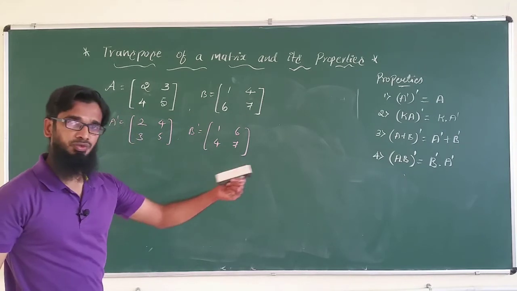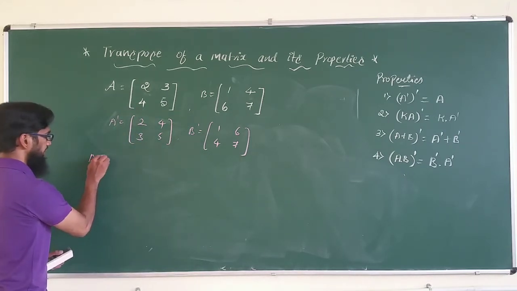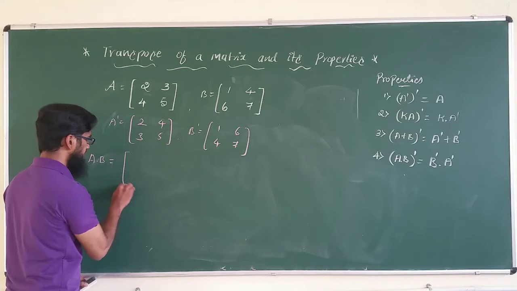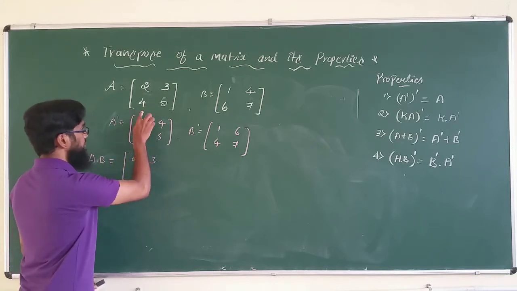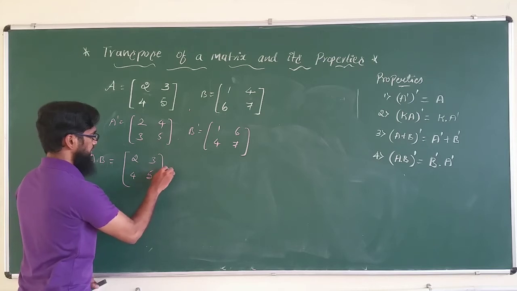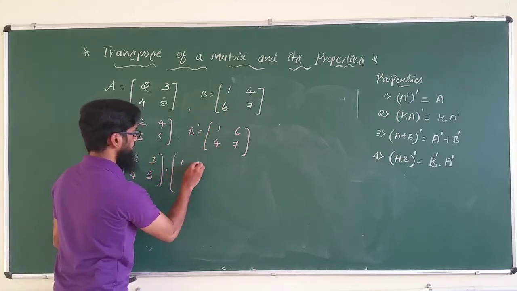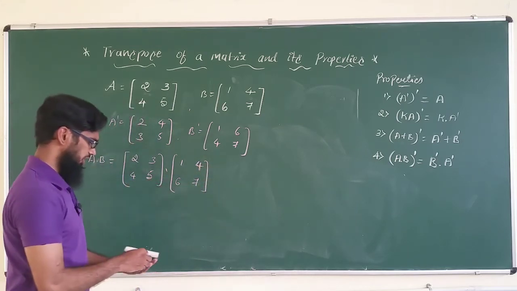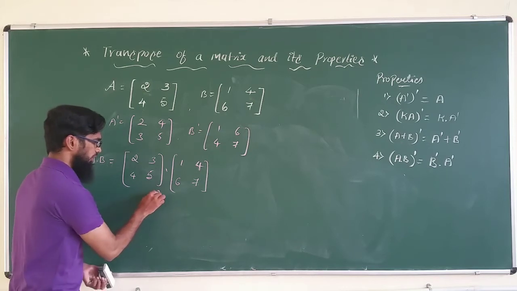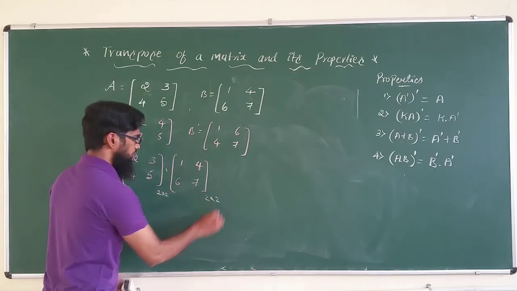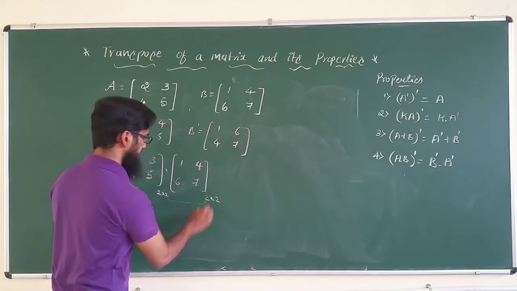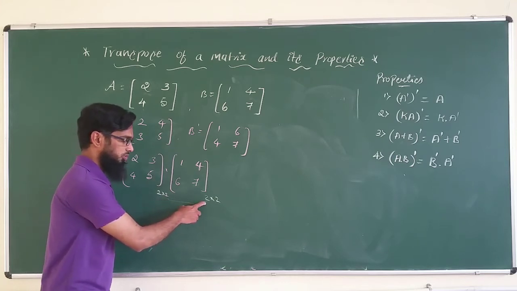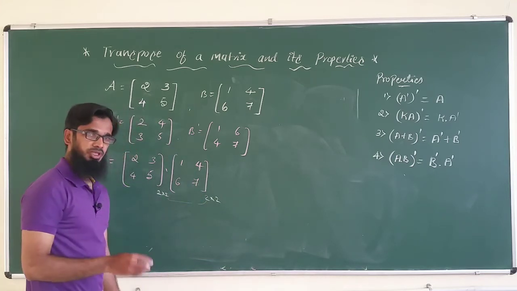I'll go for the left hand side, that is the product AB first. We know how to multiply matrices. I'll write matrix A as 2, 3, 4, 5 into matrix B as 1, 4, 6, 7. Matrix multiplication is possible only if the number of columns of the first matrix is equal to the number of rows of the second matrix.